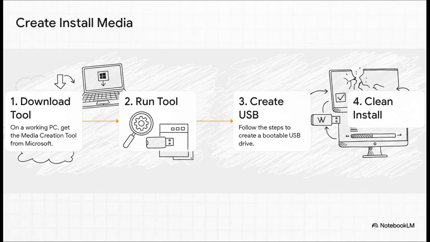So, how do you do it? You'll need a working computer for this part. Go to Microsoft's official website and download their media creation tool. It's a simple little program that will walk you through creating a bootable USB drive with a fresh copy of Windows 10. Then you just plug that USB drive into the broken computer, tell it to boot from the USB, and follow the on-screen instructions. It'll guide you through the whole clean install.